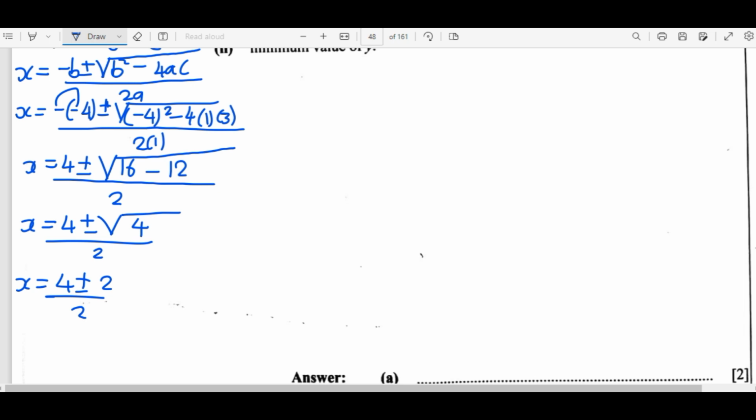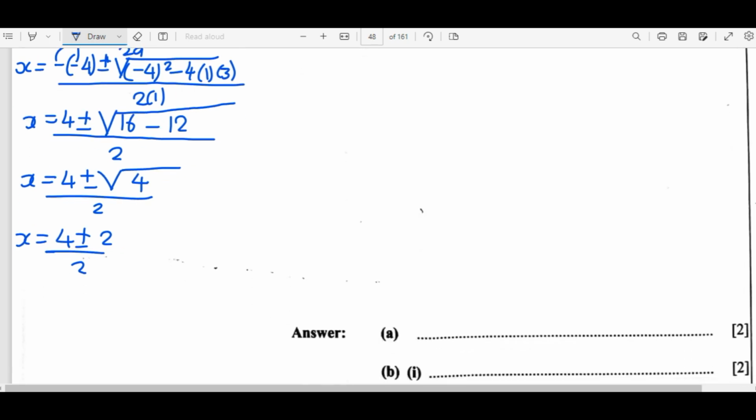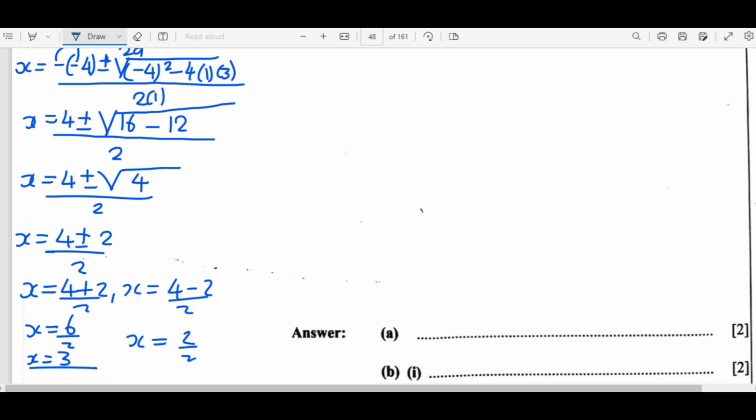Then we just have to split this into 2 equations. So one will be 4 plus 2 over 2. Then the other one will be 4 minus 2 over 2. So if you look at this one, 4 plus 2 is 6 over 2, which is x is equal to 3. Then this one will be 2 over 2, which is x is equal to 1. So we have two values, 3 and 1.